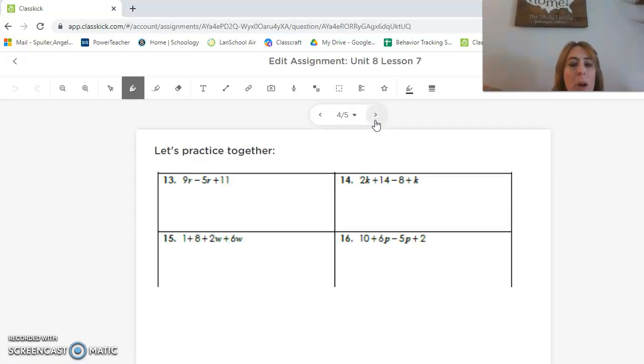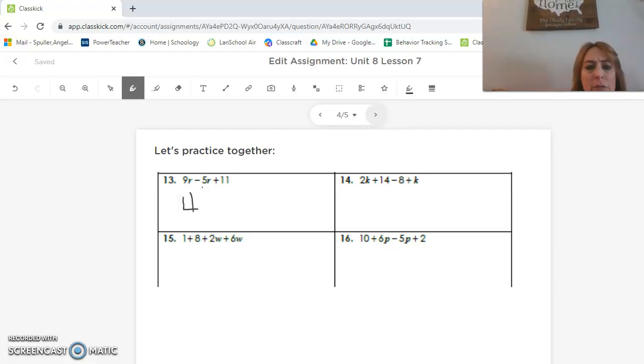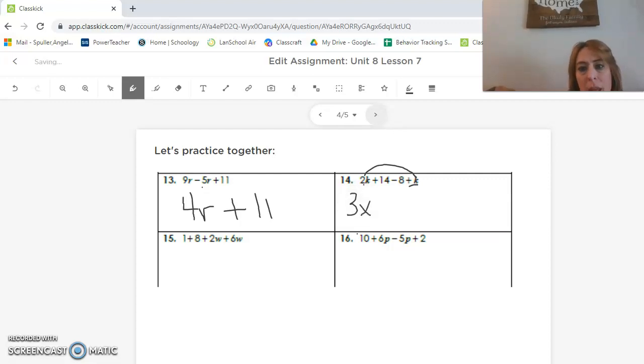All right, go ahead and pause. Oh, let's do these some more together. All right, so we have 9r minus 5r. So 9r minus 5r gives us 4r plus 11. Okay, we can combine the k's. I have 2k plus 1k equals 3k. And I have 14 minus 8 is 6. And then I have to keep that plus sign there because I didn't use it.